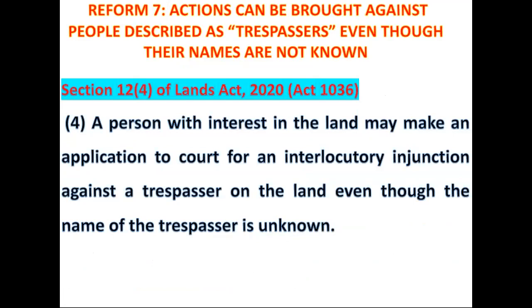So under the old law, if you don't know a person's name, you have a land, people have encroached, they are developing, you don't know them from anywhere, you cannot sue them because you don't know who they are. Under the old law, we need to know who your defendants are. And it was very fatal to your action to bring an action and you don't name who the defendants are. But you realize that can bring a lot of injustice.